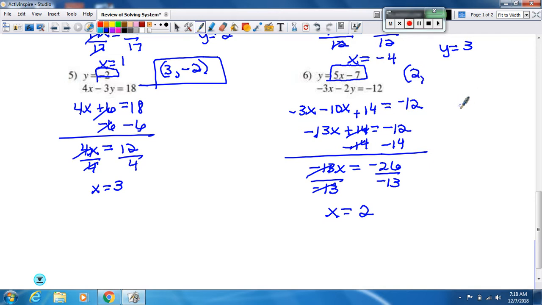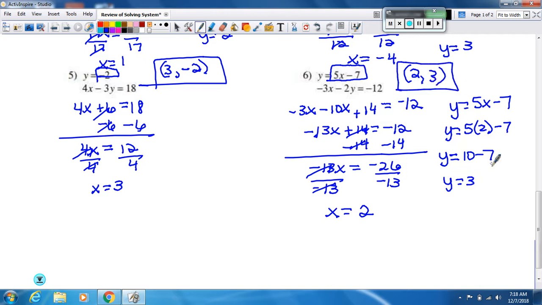Now we got to find the y value. Well, we know that y equals 5x minus 7. So I know that x is 2 now, so I can plug that in for x. So 5 times 2 minus 7, you get 10 minus 7, which equals 3. So 2, 3 is the answer to that one.